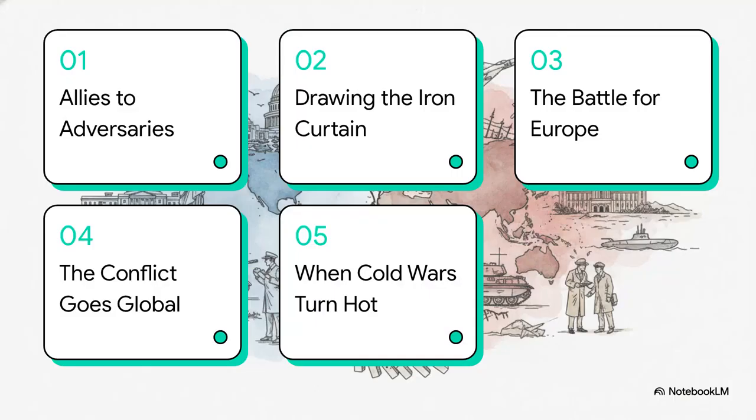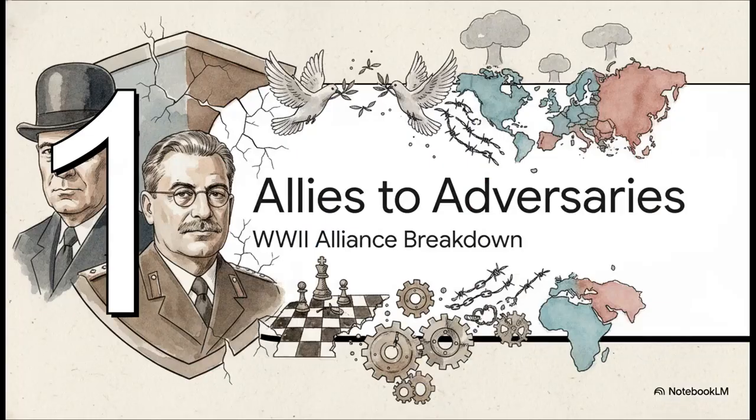Here's the roadmap for today. We're going to trace this whole thing step by step, from the sudden breakdown of the WWII alliance to the drawing of the Iron Curtain, the intense battle for Europe, how the conflict went totally global, and finally, what happens when this supposedly Cold War actually turns violently hot. So, starting off with how allies turned into absolute adversaries.